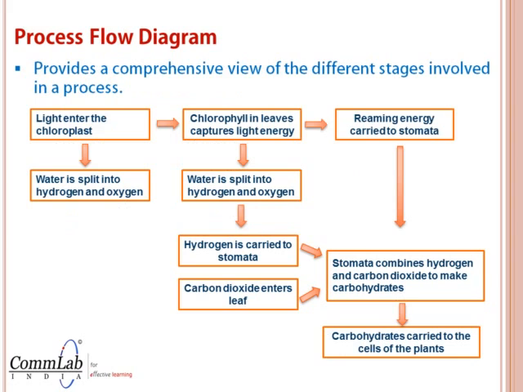Process flow diagrams can be used for processes that have defined start and stop stages with intermittent steps. It also describes the process in greater detail, as seen in the diagram. Here, while explaining the concept of photosynthesis, the information and role of chloroplasts and stomata are also added.